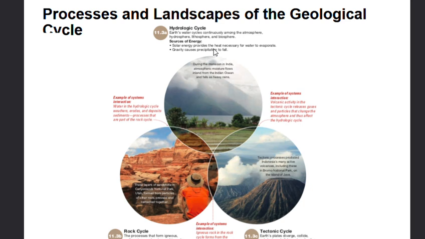Can we see all of these processes on one slide right now? What can you see? You can see the hydrologic cycle on the top, rainfall. The rock cycle at the bottom left, and then the tectonic cycle at the bottom right. And then you can see all the examples there.